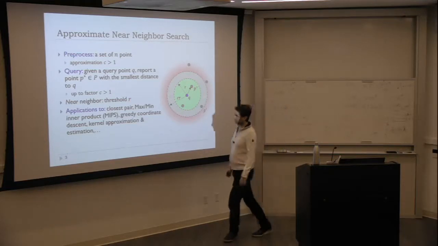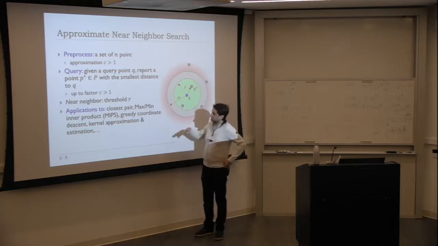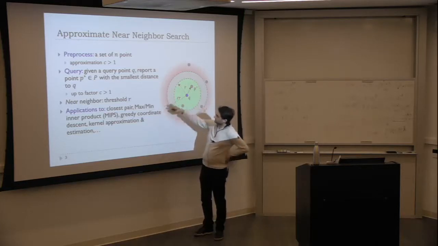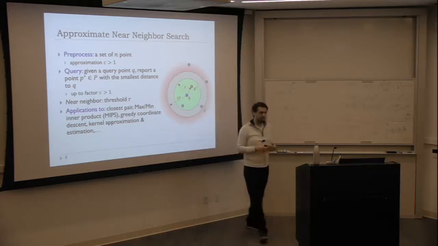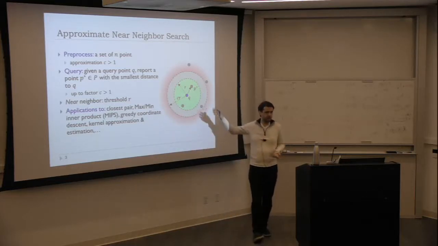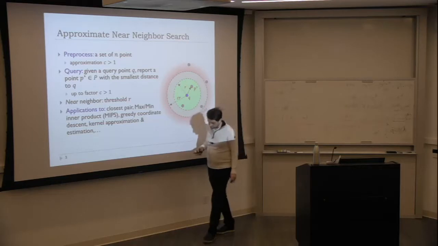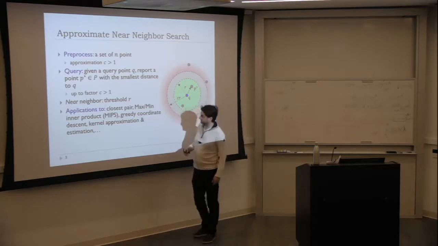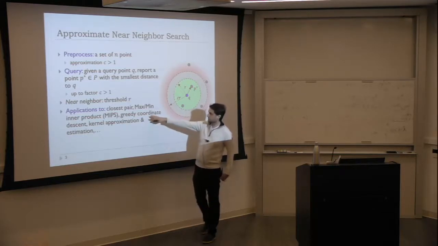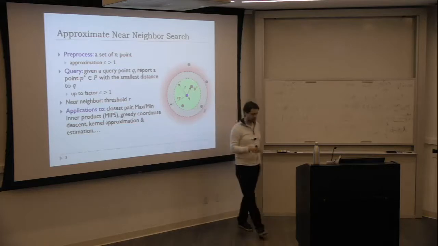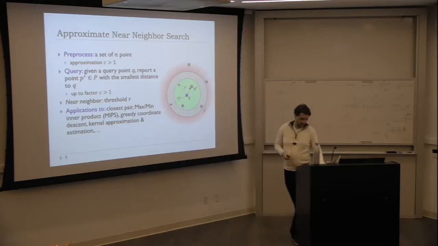It has many other applications, in near neighbor kind of problems where it's not a distance but, let's say, max inner product. But also for speeding up certain computations, so it is a fundamental primitive that appears very often in other high-dimensional computational problems, like clustering, for example. Also in things which are perhaps less obvious from the beginning, for example, speeding up greedy coordinate descent, kernel approximation and estimation problems, and so forth.